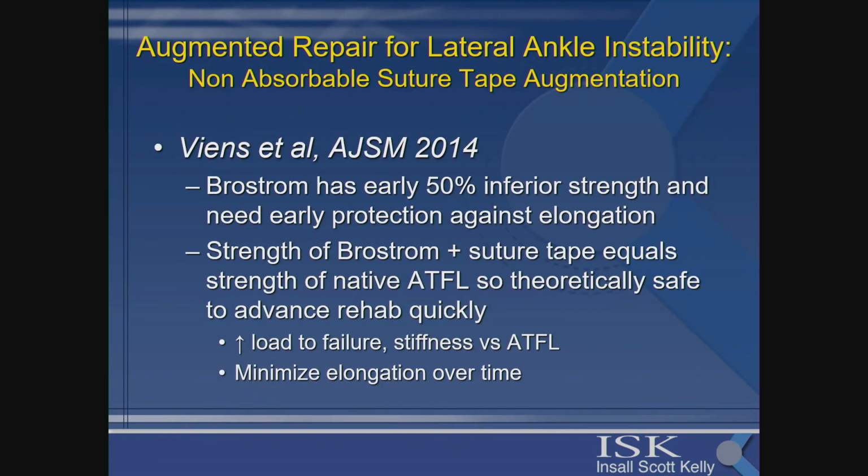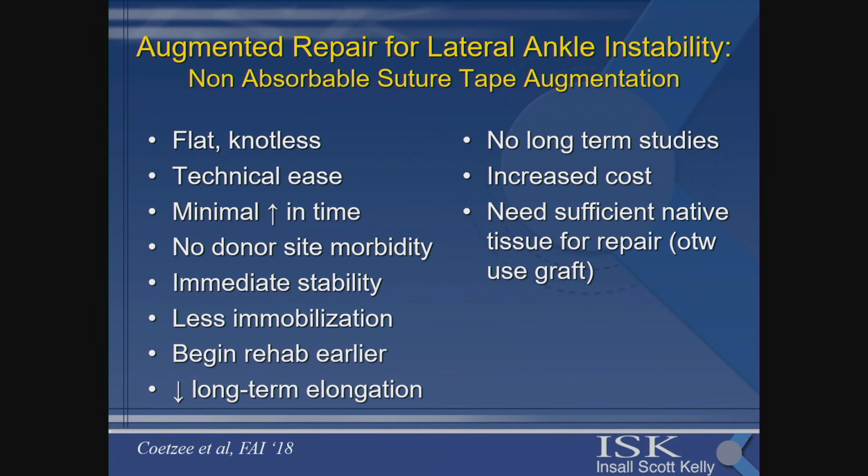So the first studies came out in the early part of this decade. Again, they evaluated the Brostrom reconstruction, repair was really about just 50% of the strength of the native ATFL. And then when you added the suture tape augmentation, then it could equal the strength of the native ATFL. So it was theoretically safer. You could rehab these patients quicker. They had a higher load of failure, stiffness, and over time, it wouldn't elongate, so your results would be better.